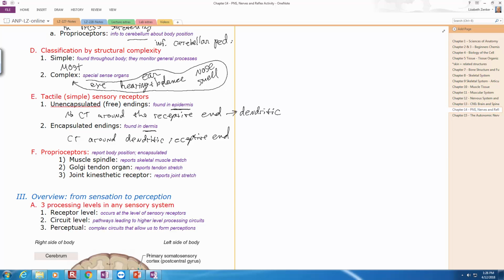And let's see, proprioceptors. Proprioceptors report body position. That's what we talked about earlier, right? And so these are encapsulated. And a couple of examples that we're going to go through is muscle spindle, which reports skeletal muscle stretch, okay?